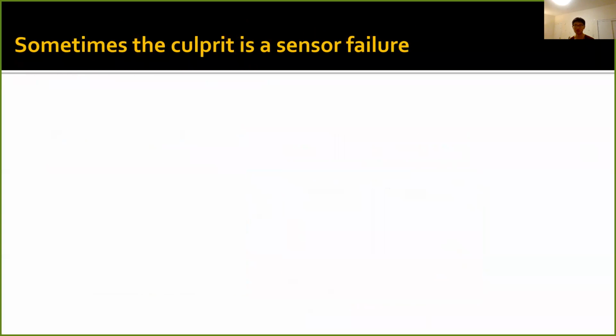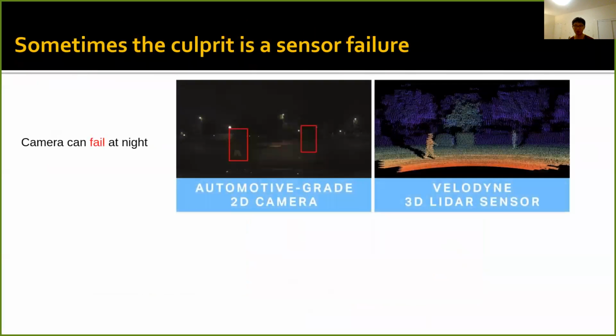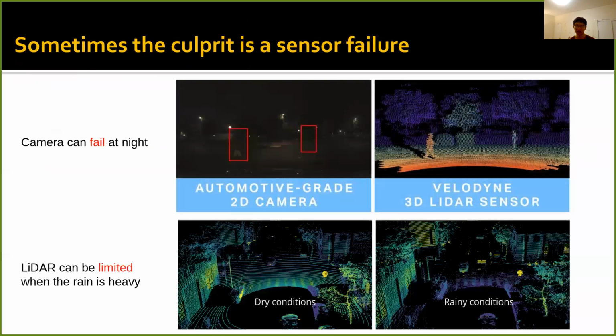Now, sometimes the cause of the failure is due to individual sensor failure. And the individual sensors are indeed limited under different conditions. For example, cameras usually tend to fail to detect the existence of pedestrians at night. LiDAR can be very limited when the rain is heavy.